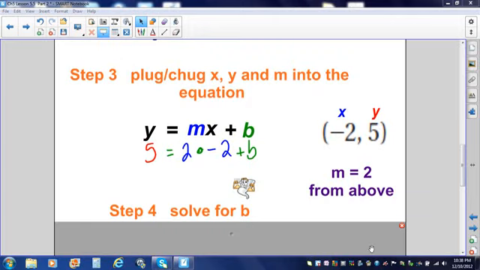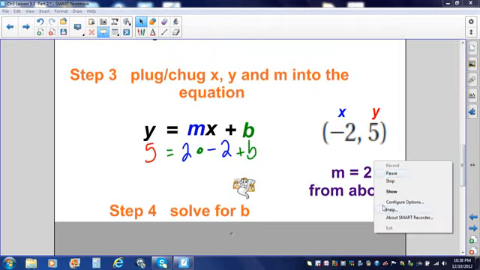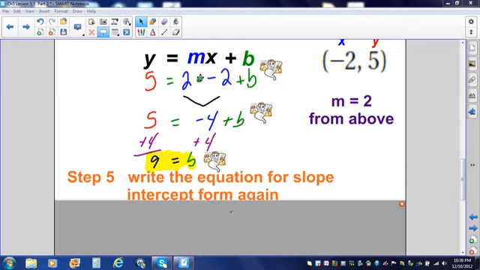Step number 4, solve for b, your y-intercept. 2 times -2 is -4. I want to get everything away from my tornado, which is b, so do the opposite. The inverse of subtracting 4 is to add 4 on both sides. These will cancel. Bada bing, bada boom. Like the Vikings canceled out the Bears. Oh no! 5 plus 4 gives me 9. B equals 9.